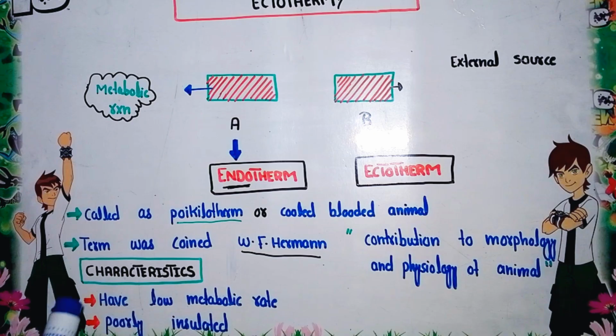The first is that they have a low metabolic rate. The second is that they are poorly insulated. Because they have a low metabolic rate, they are unable to generate heat inside their body, so they get heat from external sources. They are poorly insulated because these organisms do not have pores or hair on their body to insulate heat. So the small amount of heat generated in their body is transferred into the external environment.